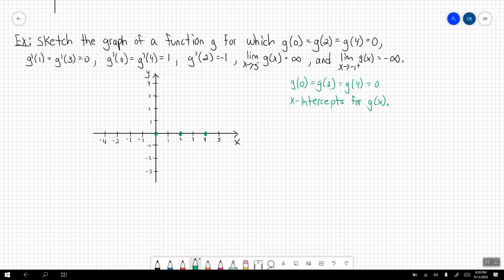The second statement tells me that g'(1) is equal to g'(3), which is equal to 0. This is telling me that the slope of the tangent line for g(x) at x = 1 and x = 3 is 0. So what type of lines have a slope of 0? Well, a slope of 0 tells me that I have a horizontal line.